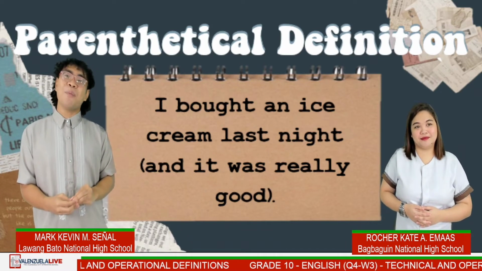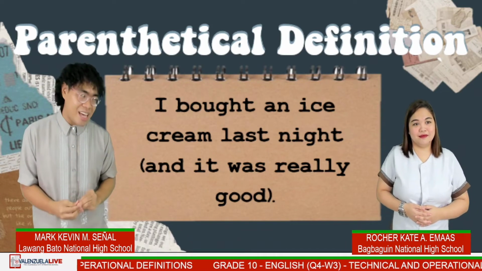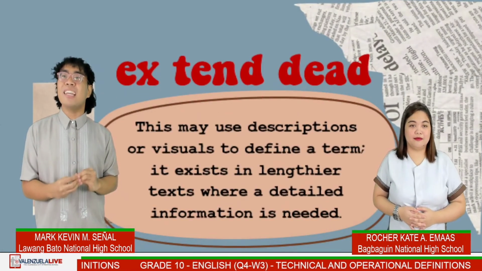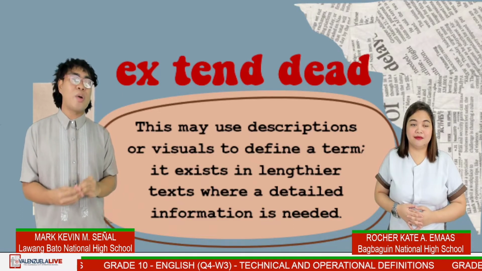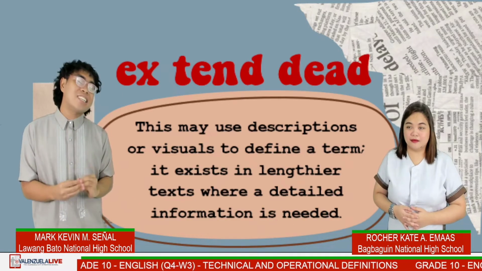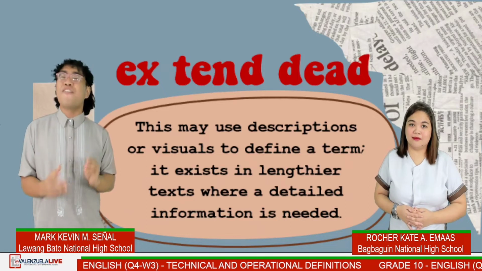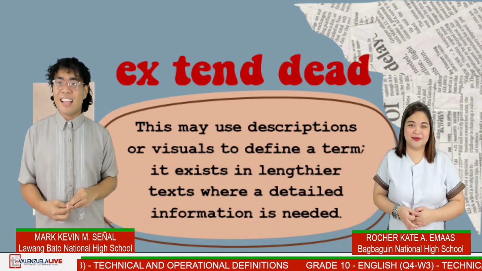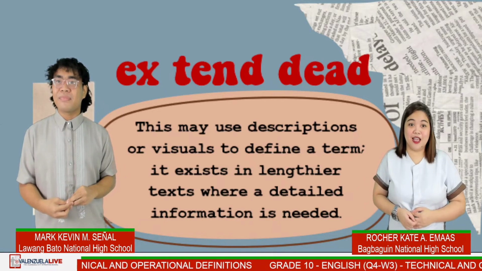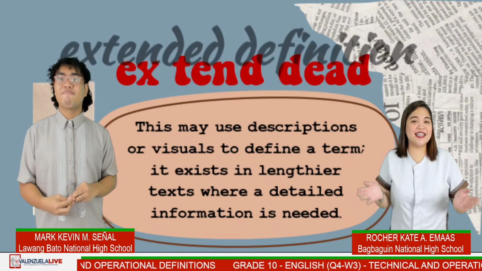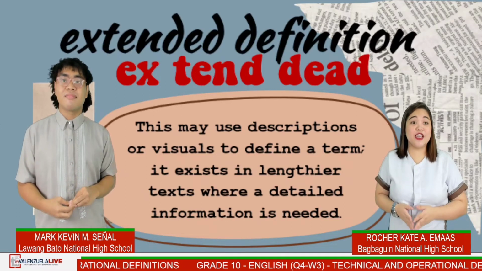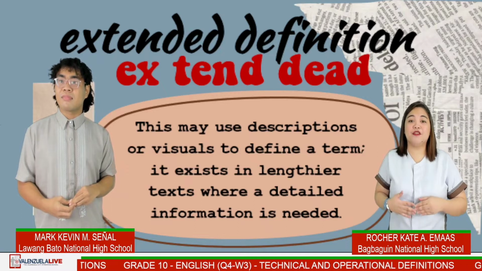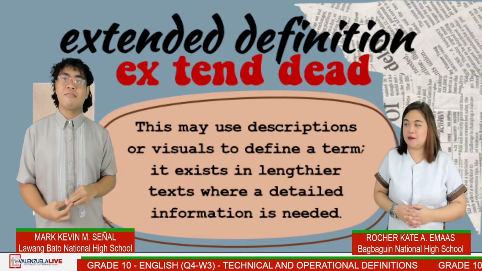For the last type of technical definition, we have this. They use descriptions or visuals to define a term. It exists also in lengthier texts where detailed information is needed. 5 seconds to comment your answers. The correct answer is extended definition. It is used for the readers to know more about the term by providing more information about it.